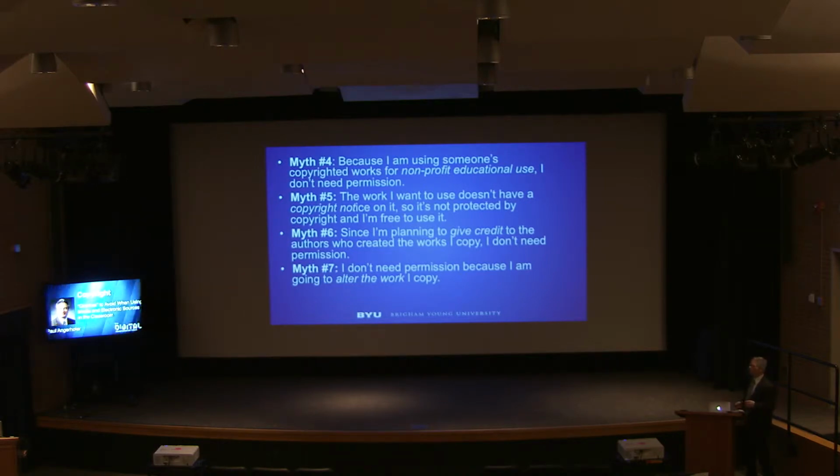And number 7 here, because I'm going to alter the work, I don't need to go back to the original creator. Not true. In fact, one of the 6 enumerated rights that a copyright owner owns is the right to control what is called derivative works. When you create a new work or alter the existing work, that's called a derivative work, and that is something you need specific permission for.